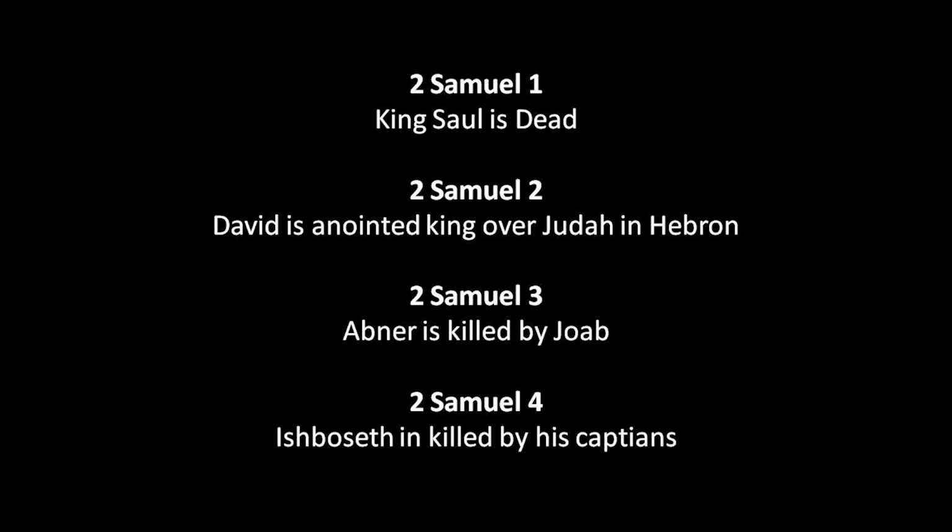In chapter 1, Saul is dead. And then in chapter 2, David is anointed king over Judah in Hebron, now just the southern tribe of Judah. Abner takes Ishbosheth and makes him king over the northern tribes. But then in 2 Samuel chapter 3, we read how Abner was killed by Joab. It was very treacherous, wasn't it? Joab taking him aside, saying, I've got something to tell you from the king, and then smiting him under the fifth rib so that he dies.